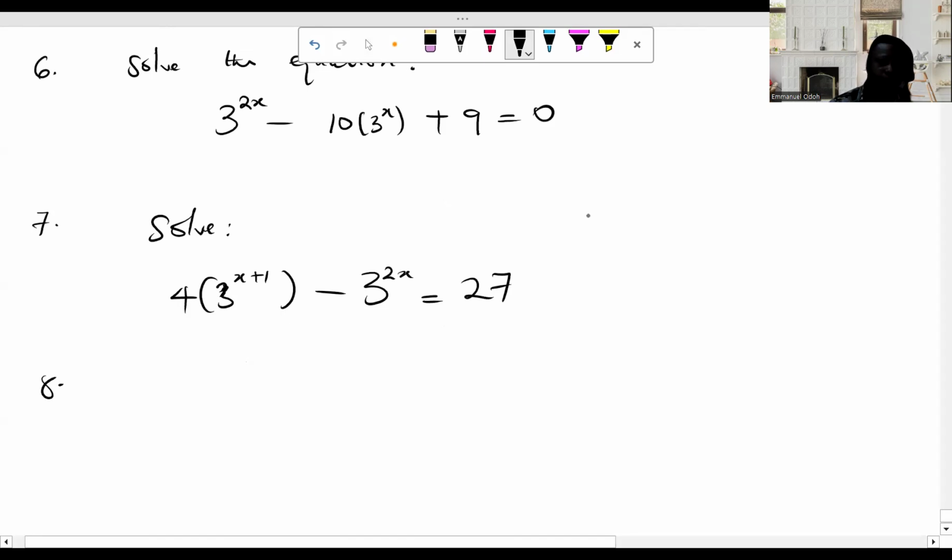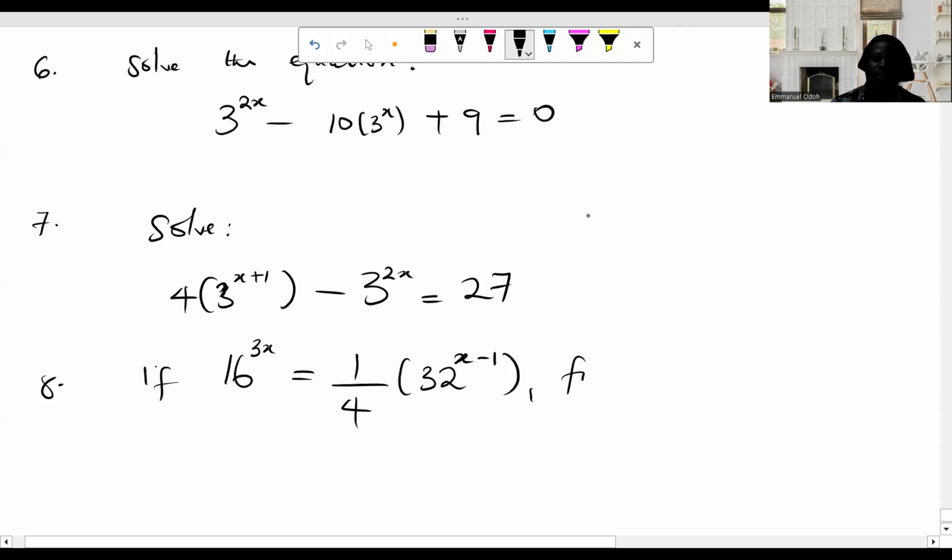So if 16 to the power of 3x is equal to 1/4 to the power of 2x minus 1, find the value of x.